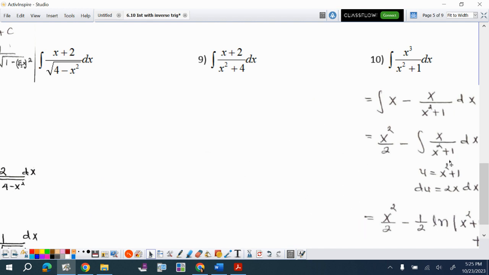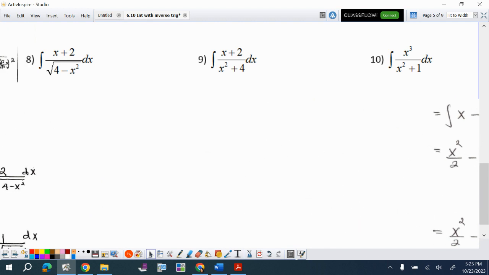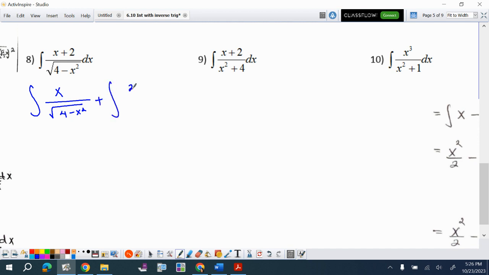We have very challenging problems here. Okay, so here it looks like inverse sine. Why doesn't u sub work? Because the derivative of 4 minus x squared, let's check it out: du is equal to negative 2x dx. What would you do with these two? So no, u sub doesn't work. This is very interesting. You have to split the integral into 2 pieces.